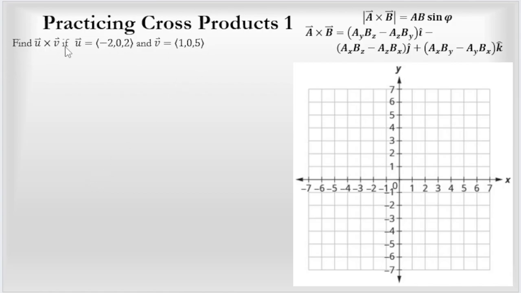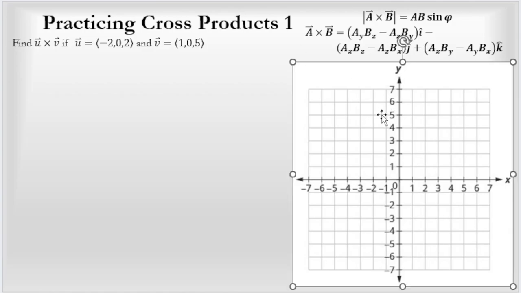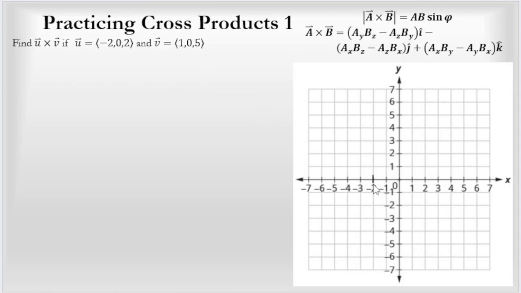Find u crossed into v if u equals -2, 0, 2, and v equals 1, 0, 5. I don't need this picture over here. We're definitely not in 2 space anymore. I could do 3 space on this: -2 in the x direction, 0 in the y, and +2 in the z. Let's just draw a z in here.